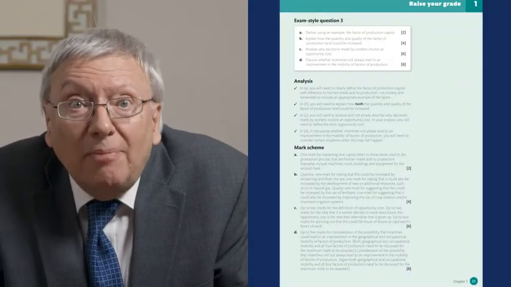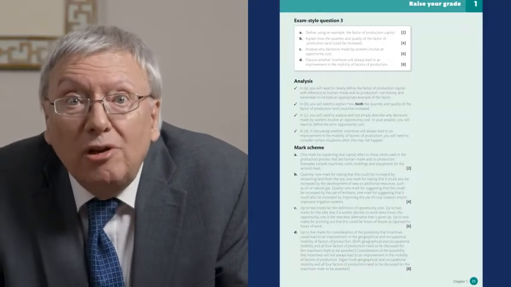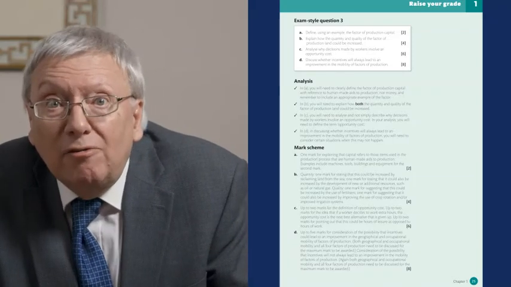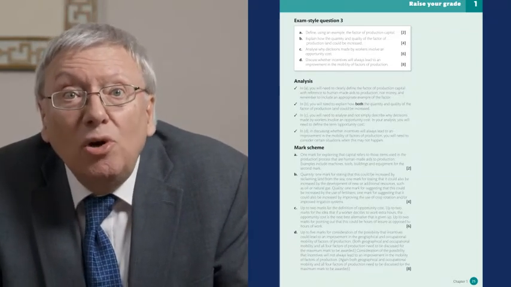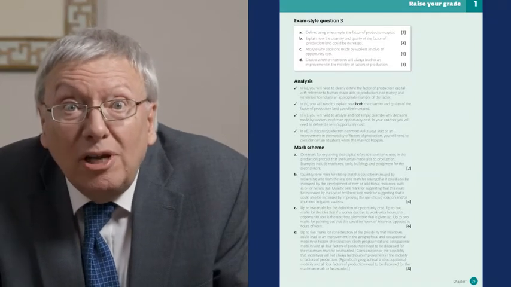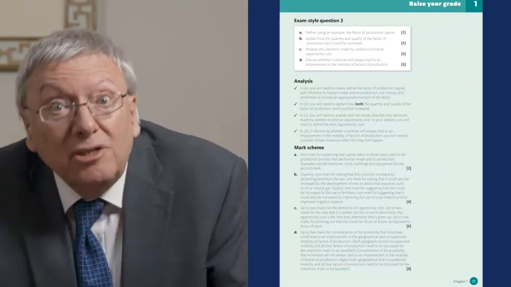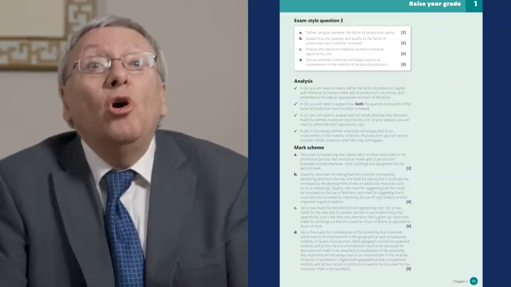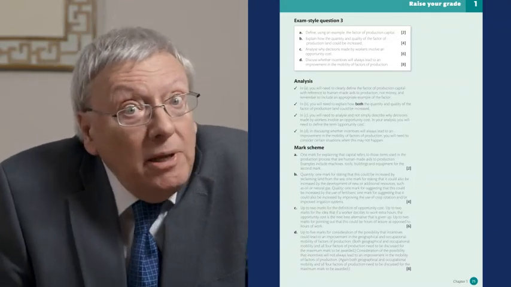Sometimes there's a word included in the question to nudge the student to provide an appropriate answer. For example, in this question about whether incentives will lead to an improvement in the mobility of factors of production, the key word is always. This is pointing out to the student that it might sometimes lead to such an improvement, but this will not necessarily always be the case.